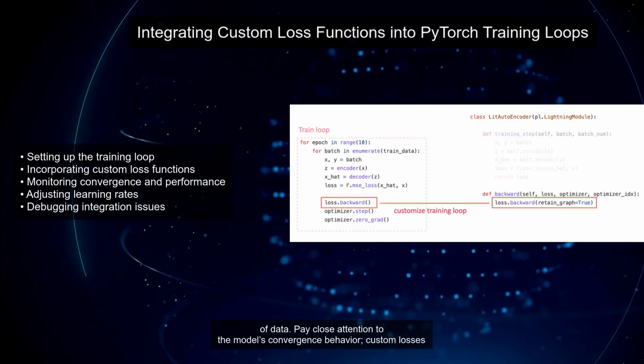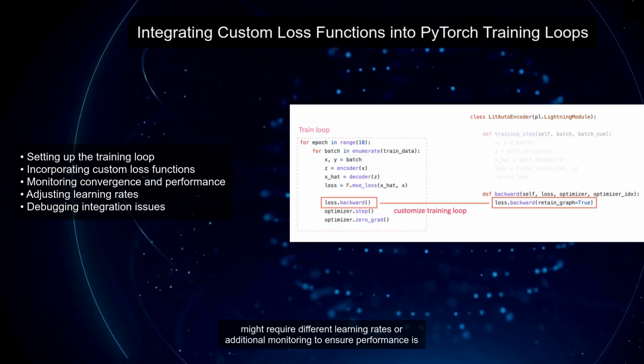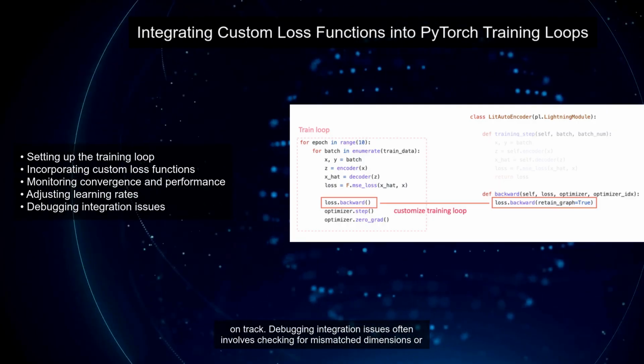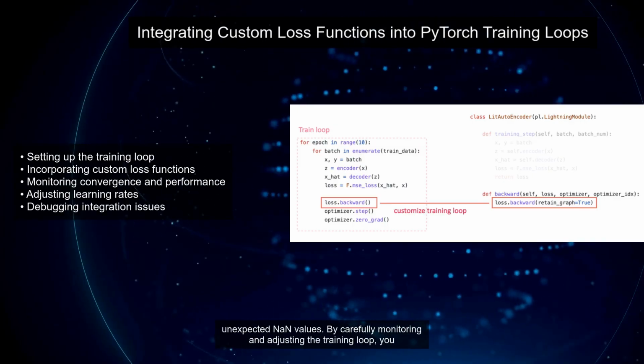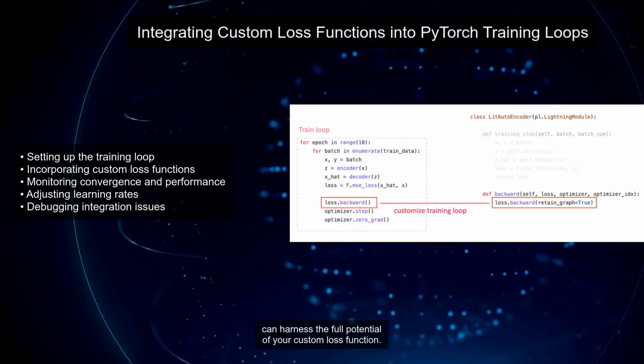Pay close attention to the model's convergence behavior. Custom losses might require different learning rates or additional monitoring to ensure performance is on track. Debugging integration issues often involves checking for mismatched dimensions or unexpected NaN values. By carefully monitoring and adjusting the training loop, you can harness the full potential of your custom loss function.